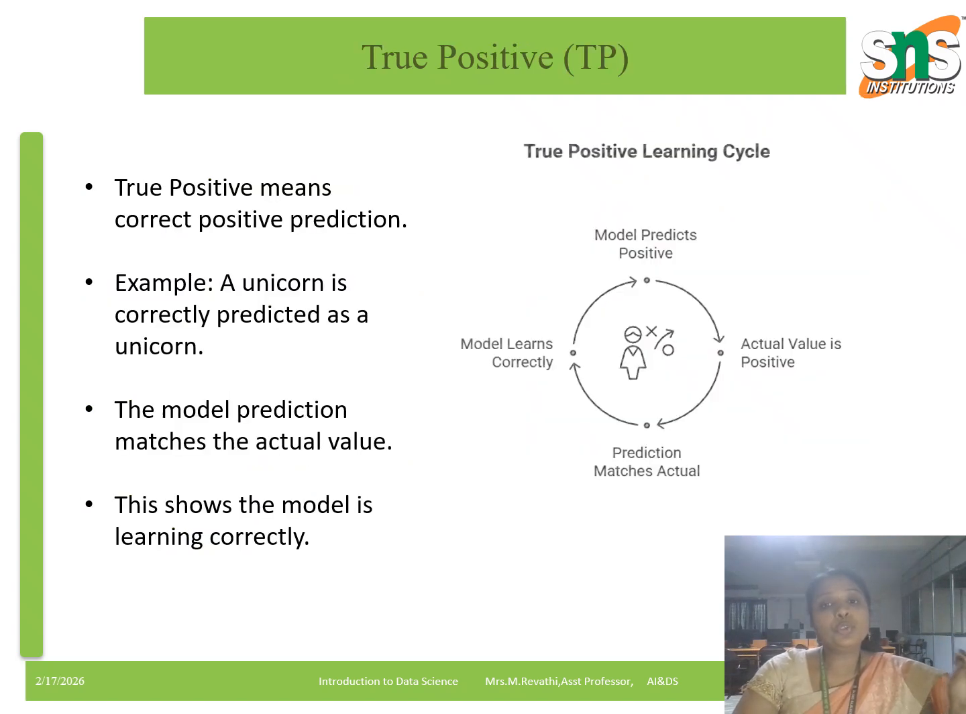Next we see the true positive. It means the model correctly predicts the positive class. For example, a unicorn is correctly predicted as a unicorn. Here the actual value is a unicorn, and the predicted value is also a unicorn. This means the model is performing correctly for positive cases.